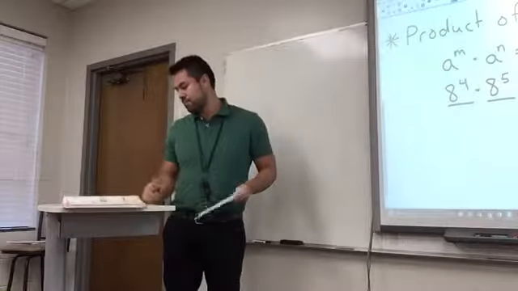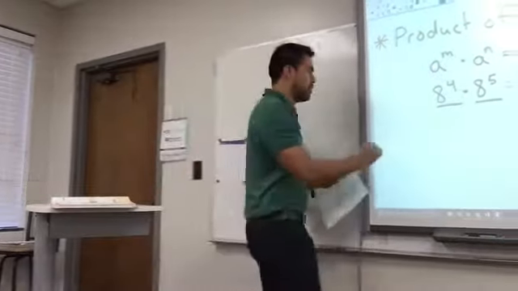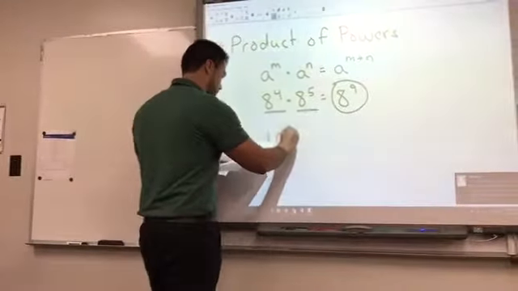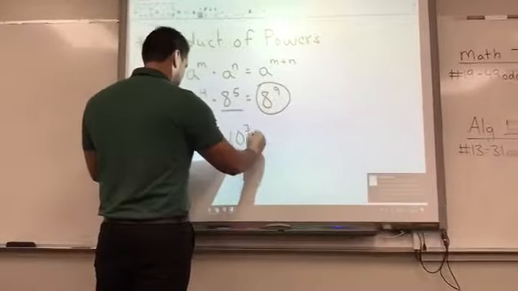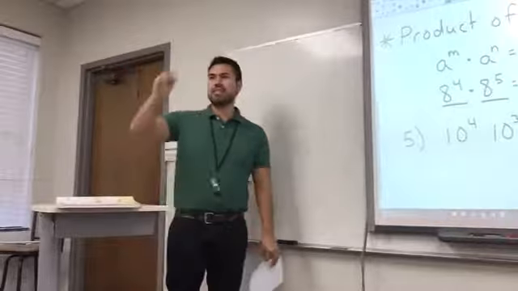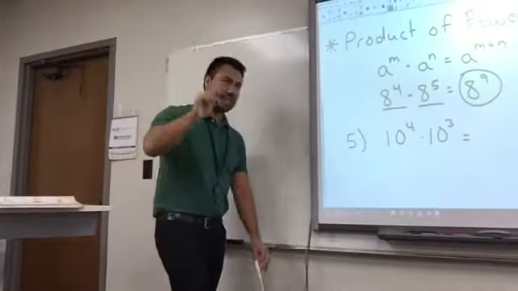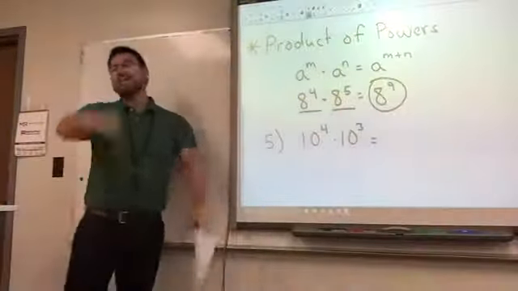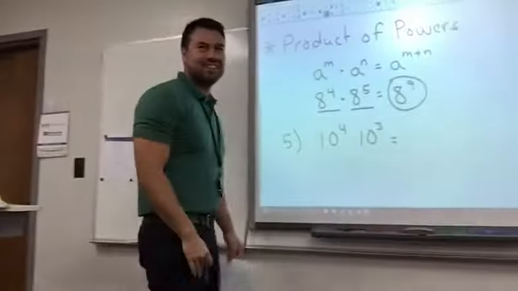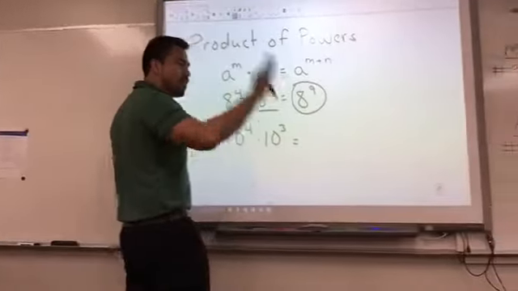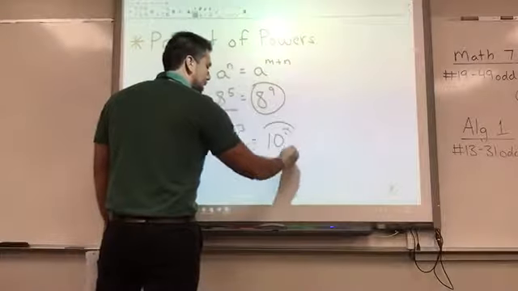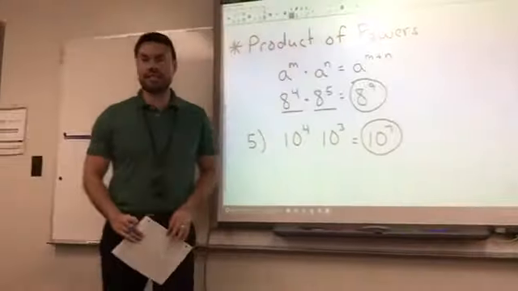Look on page 207, number 5. This is 10 to the 4th times 10 to the 3rd equals, and we're trying to figure out what that equals. Now, you could write 10 times 10 times 10 times 10 times 10 times 10 times 10. How many 10s altogether are being multiplied? And how in the world did you get it, Tristan? 7. So what would be my final answer? 10 to the 7th power. Okay, that is correct.